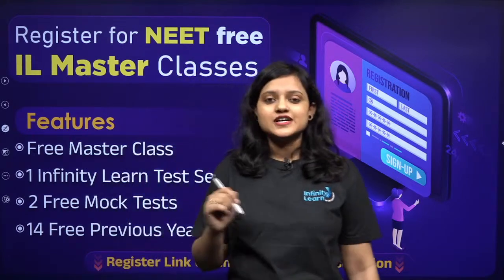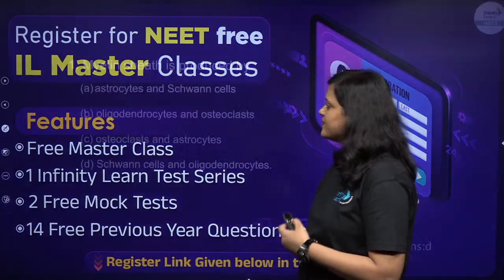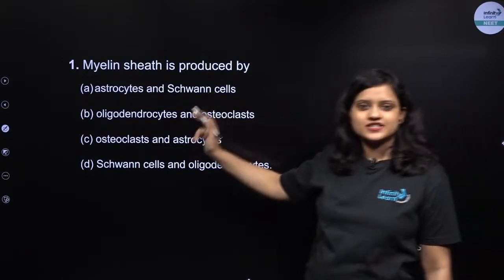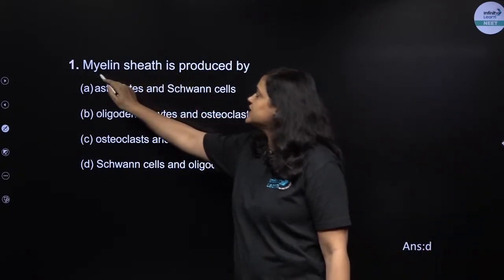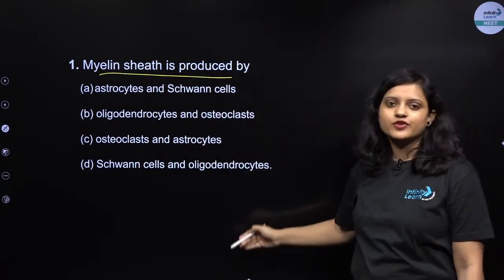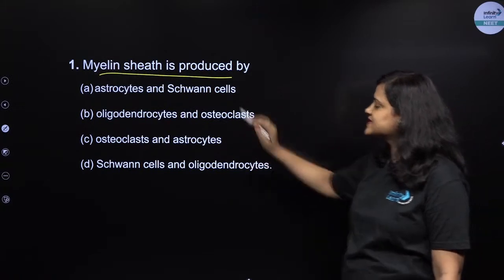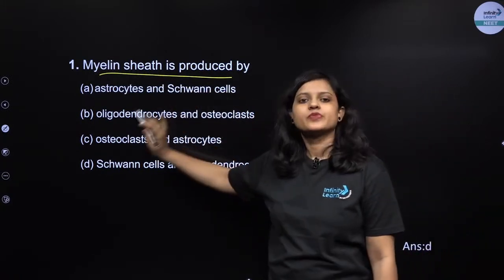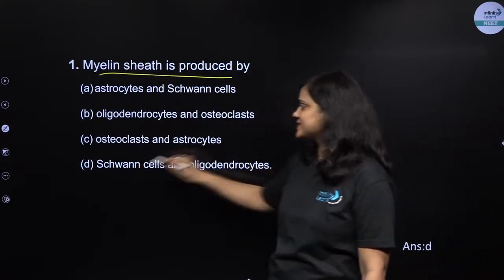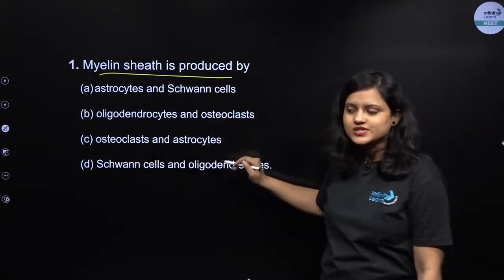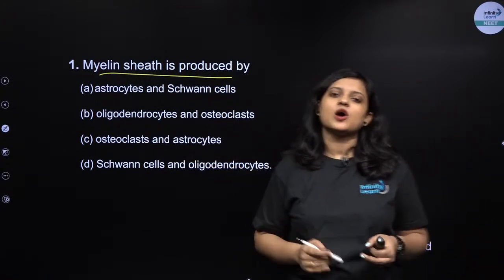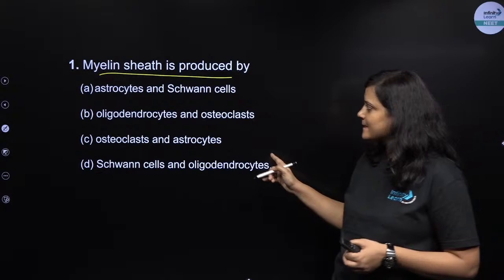Let's see what is the first question from this chapter. The first question is, myelin sheath is produced by, you have 4 options: astrocytes and Schwann cells, oligodendrocytes and osteoclast, osteoclast and astrocyte, Schwann cells and oligodendrocyte. Can you tell me what is the correct option for this question?